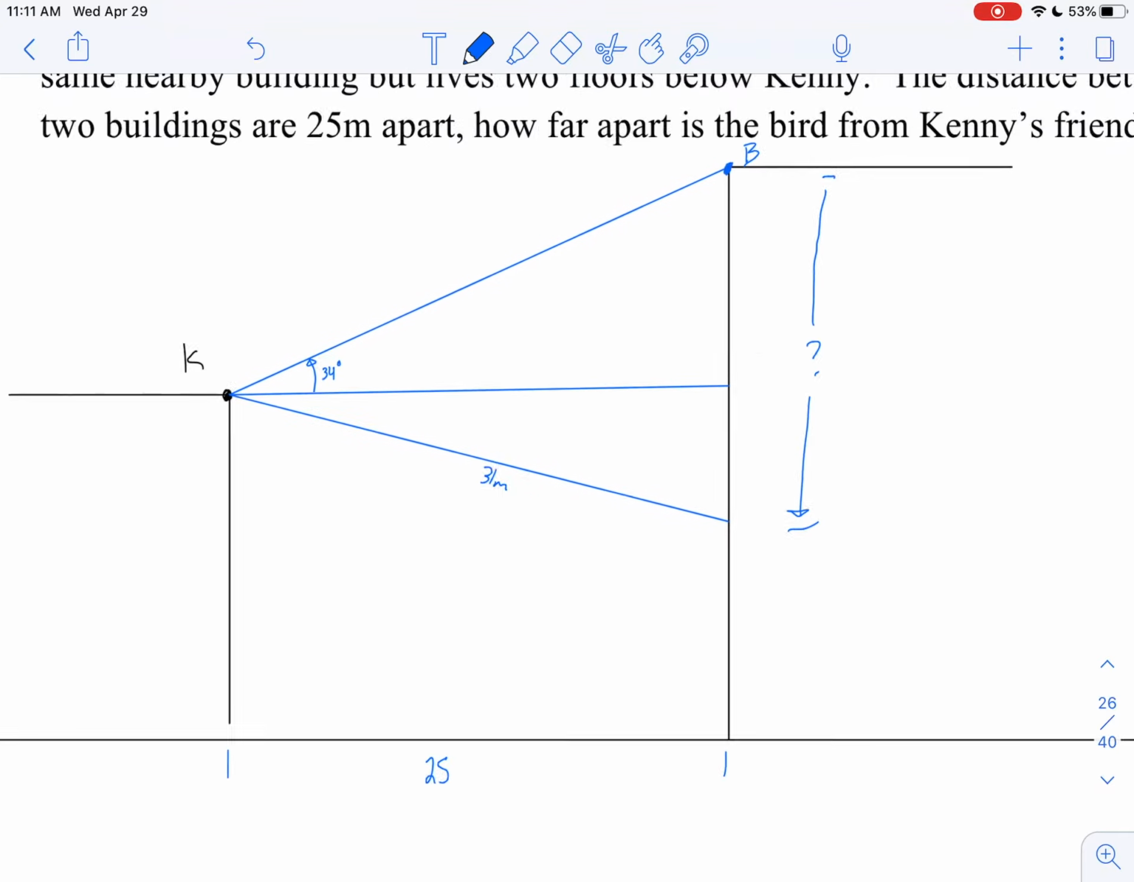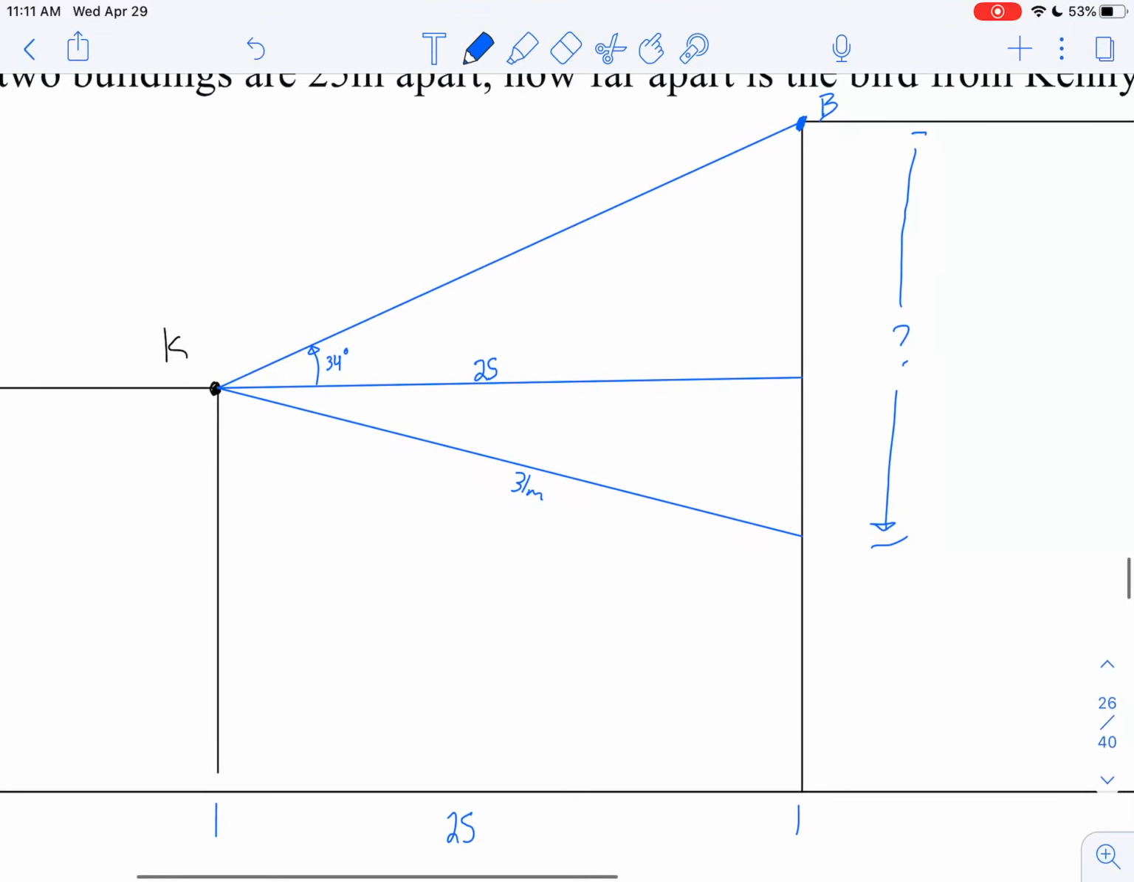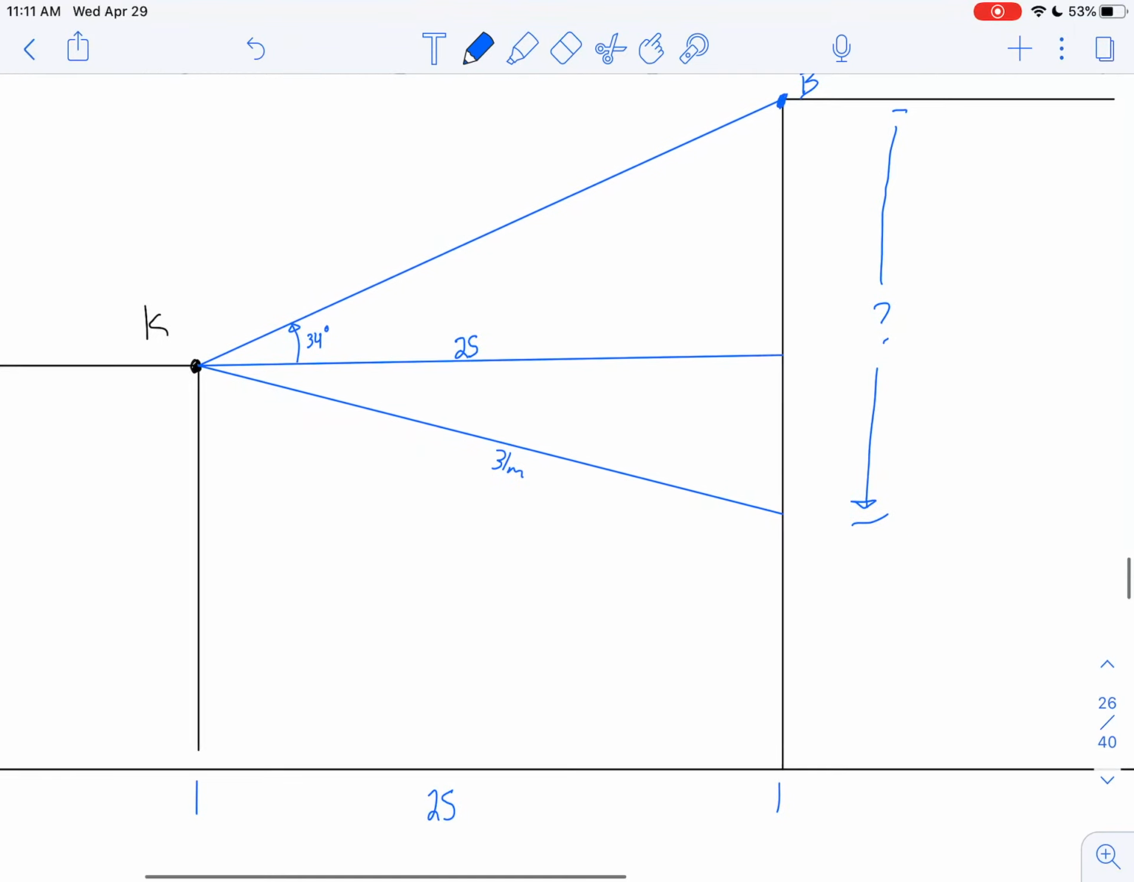We can see that the distance between these two buildings is also going to be this line here. This is a fictional line. It's just a horizontal line coming straight out from Kenny. But it's going to help us a little here. So first thing I'm going to take a look at is this bottom triangle.